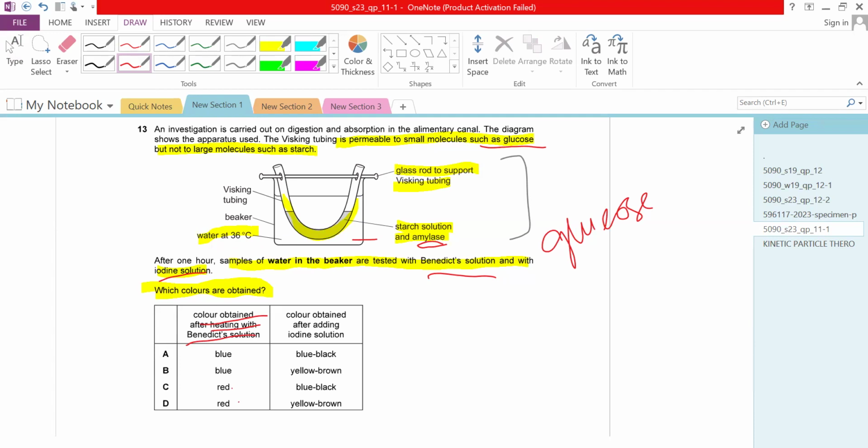We have two options for red, option C or D. And the color obtained by adding the iodine solution would be yellow-brown, not blue-black, because the starch molecules cannot pass through the partially permeable membrane of the Visking tube. So the test for starch is negative in the water. However, the test for glucose is positive. So option D is correct for question number 13.